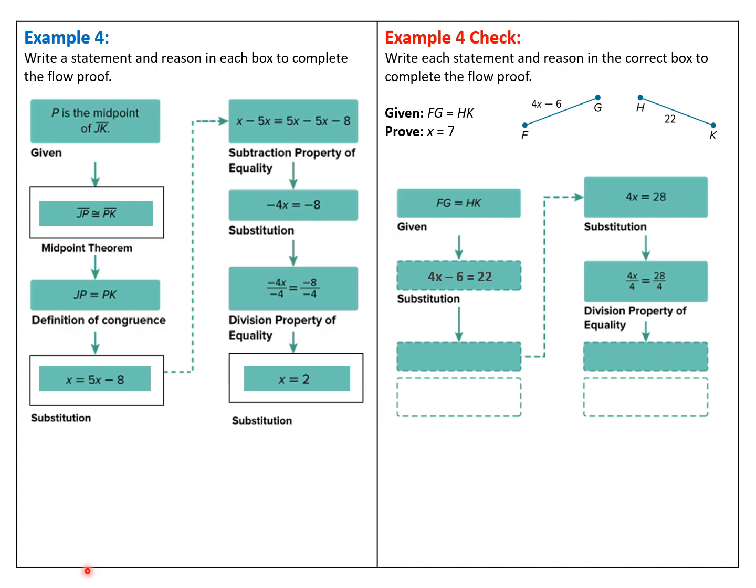And from there, we're solving for x, so we have to isolate the variable. Here, instead of subtracting 6, I'm going to add 6 to each side. And that is the addition property of equality. Once I substitute the values and simplify, you end up with 4x equals 28. And now we need to isolate the variable, so we're going to divide each side by 4 through the division property of equality, leaving us with x equals 7 by substitution. Good job.